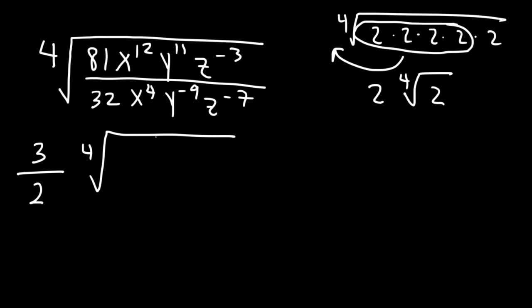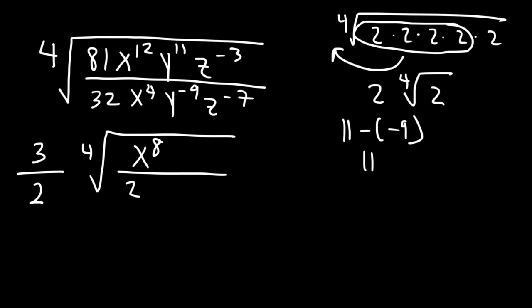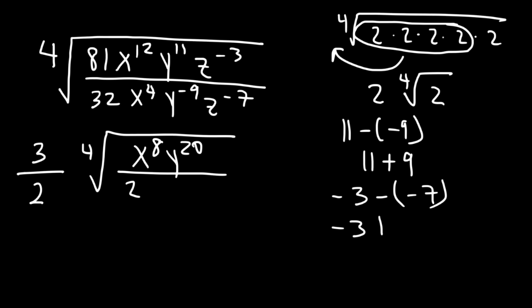Now I'm going to divide everything on the inside first. So we still have a 2 on the inside at the bottom. Now x to the 12 divided by x to the 4: 12 minus 4 is 8, so this is going to be x to the 8. And then 11 minus negative 9 is the same as 11 plus 9, so that's going to be 20. So y to the 11 divided by y to the negative 9 is y to the 20th power. And then negative 3 minus negative 7 is negative 3 plus 7, which is plus 4. So this part is going to give us z to the 4th power.